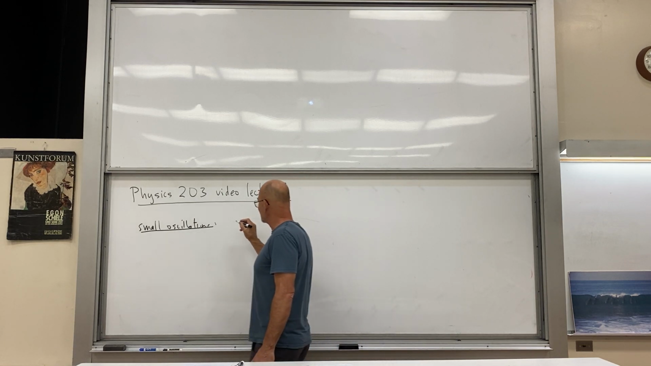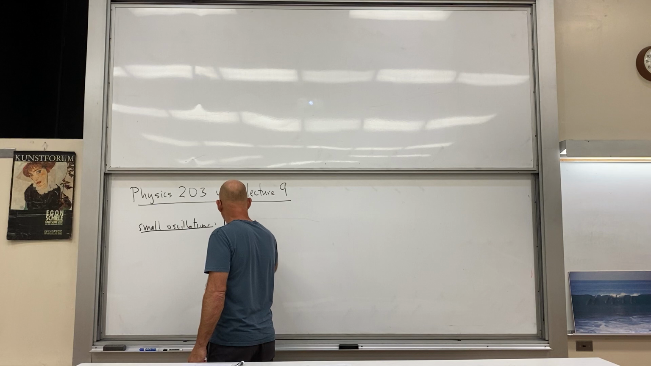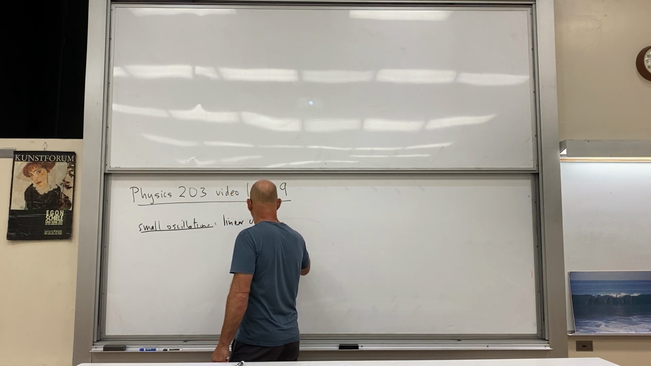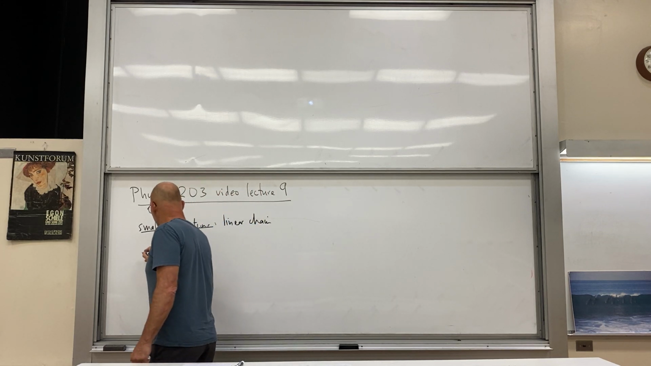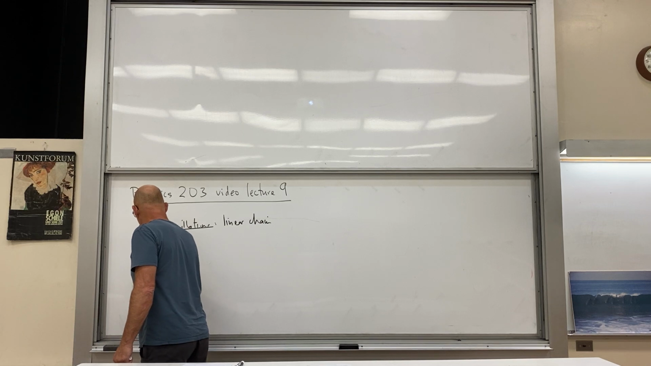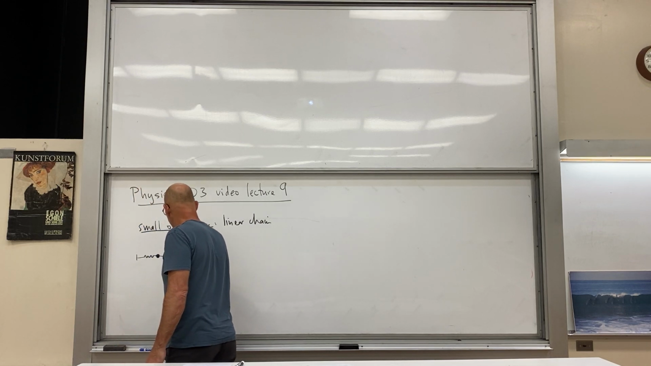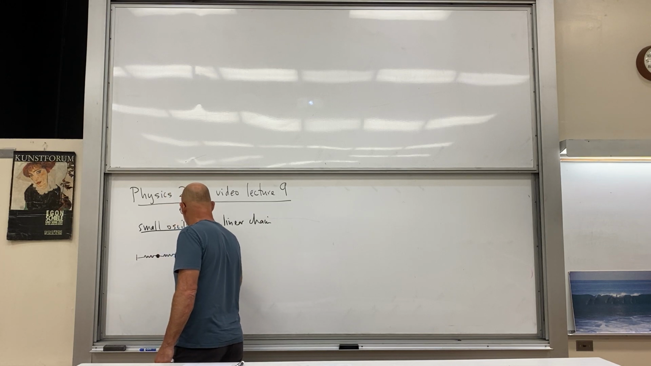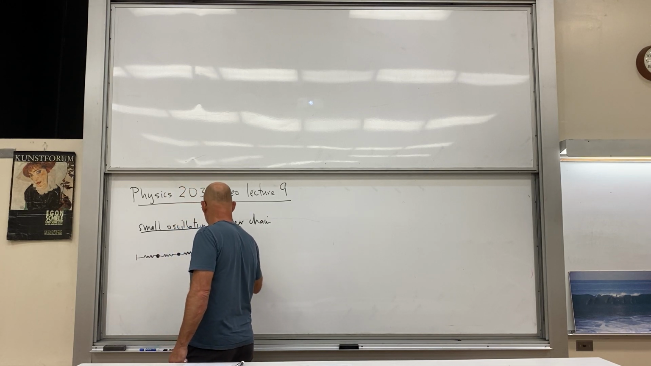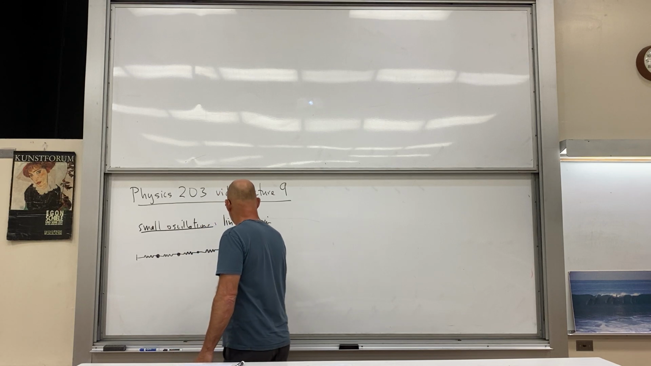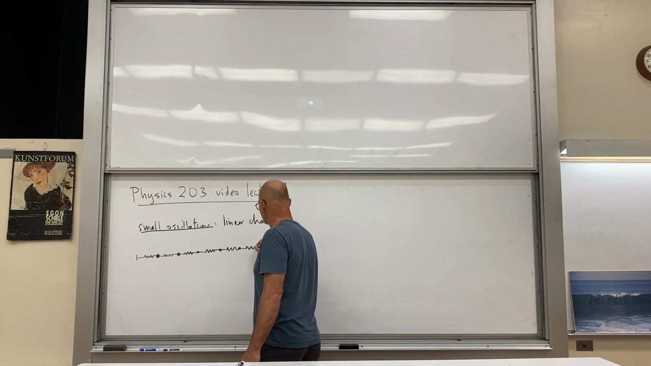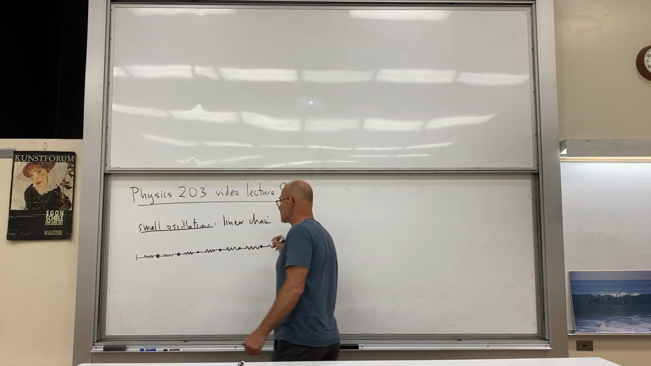This is going to be the linear chain. Linear chain. So here's the idea. We have just a whole bunch of masses and springs. Ideal springs, point masses, right? So on and on. And we're going to have a total of n of these, and n's a pretty large number.